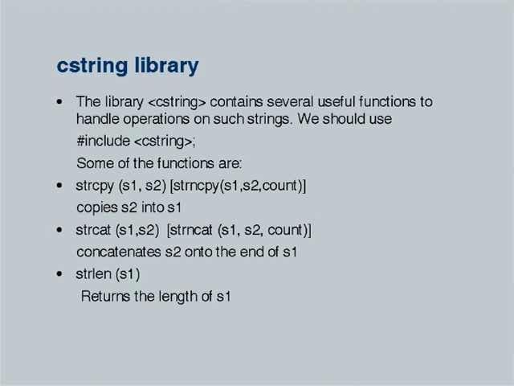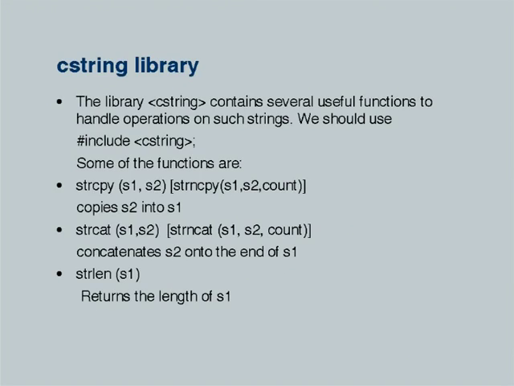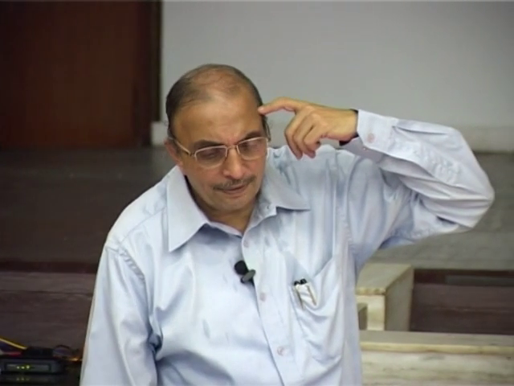strstr is actually searching for a string within another string. So let's say S1 is abracadabraca and S2 is ra. In abracadabraca, I will find two ras there. Essentially this will return a pointer to the first occurrence of the second string in that array. Similarly, strchr searches for a single character instead of the complete string S2. memcpy copies count characters from S2 into S1. You can actually go to the C++ help online and find out all of these.